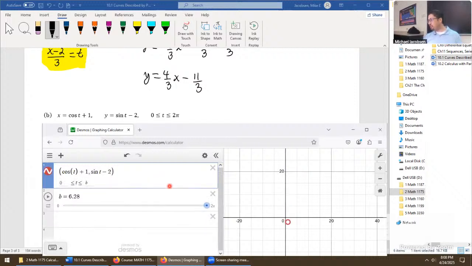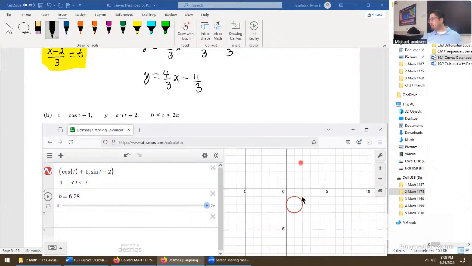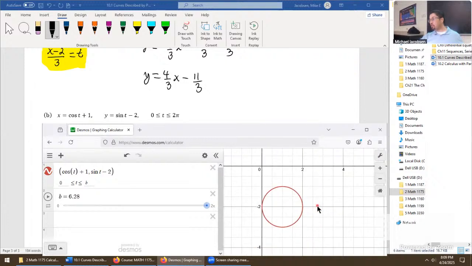Out of nowhere, we have a circle, and the minus 2 just adjusted where it is. So this description we're looking at, x is cosine t plus 1, y equals sine t minus 2, looks to be a circle. It looks like it has radius 1 unit and that it's centered at (1, -2). So if we eliminate the parameter, we should be getting the equation of that circle right there. Let's give it a try, but any questions first with the plotting of this?